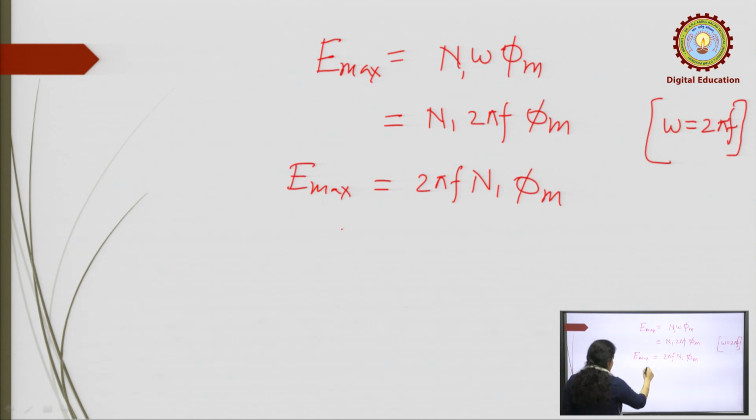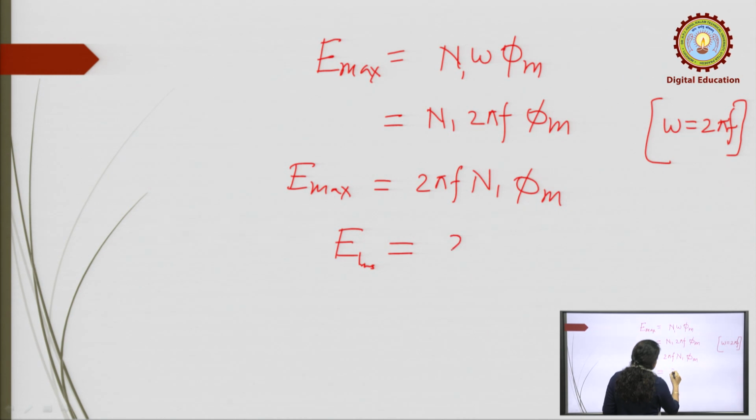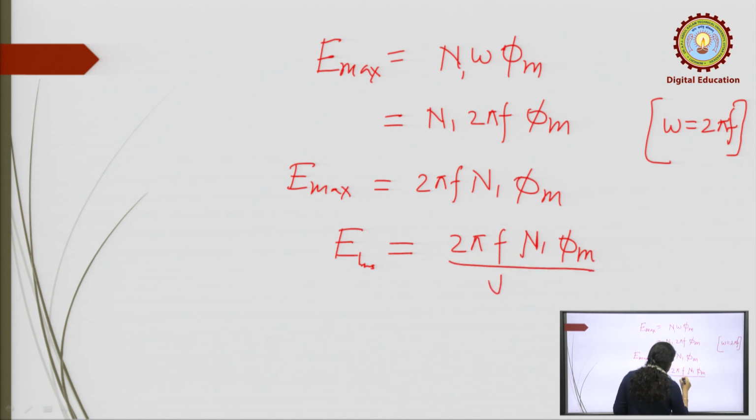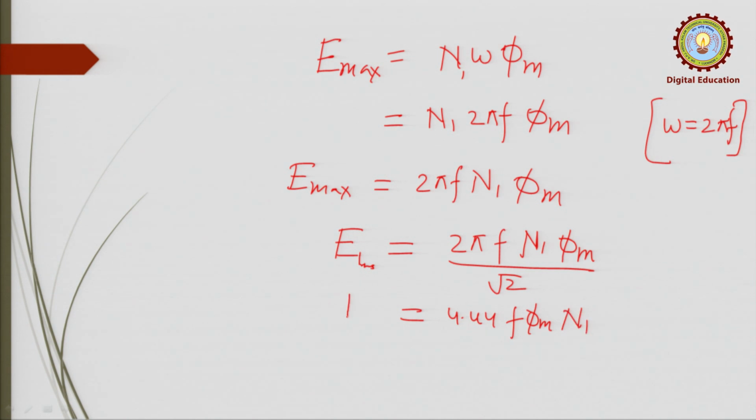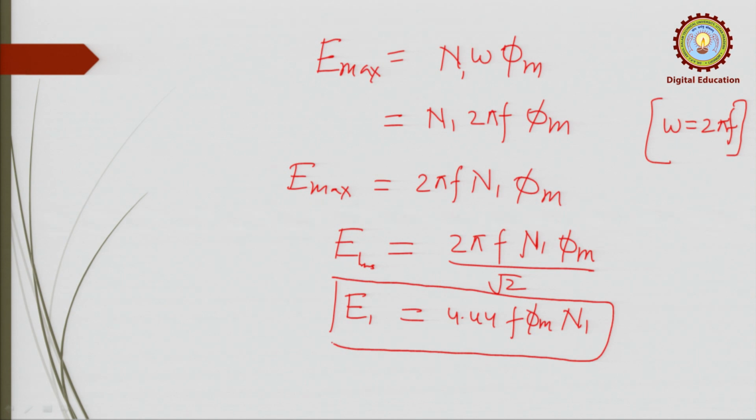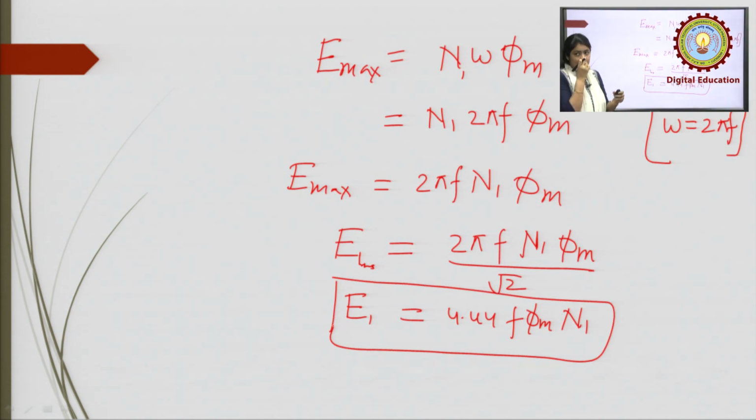So, the RMS value of voltage, represented by suppose E1, this is RMS, is E max by root 2. So, it becomes N1 phi m by root 2. So, it becomes 4.44 f phi max N1. This is E1, the RMS value of EMF induced in the primary coil.